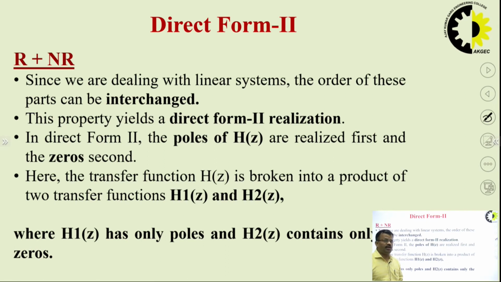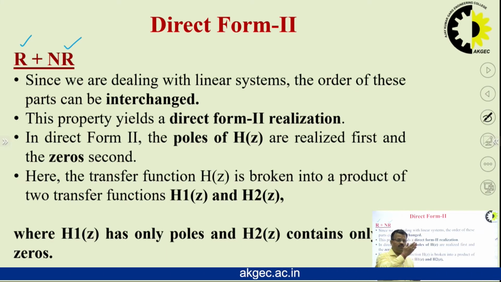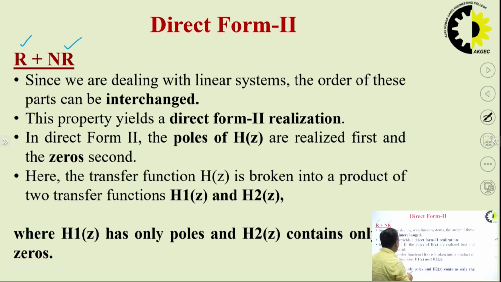Next, we come to direct form 2. So, in direct form 2, this process is reversed. Firstly, we have to realize recursively, then non-recursively. Since we are dealing with a linear system, the order of these parts, that means recursive and non-recursive, can be interchanged. If you interchange this, then that direct form 1 structure converts into the direct form 2 realization. Here firstly you have to realize poles recursively, then zeros non-recursively.